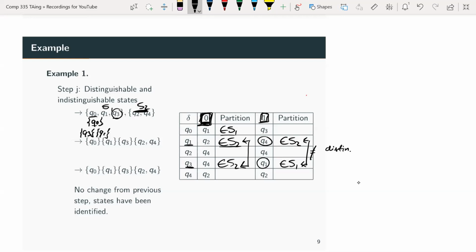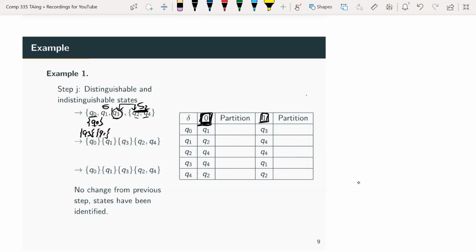Now we need to compare Q2 and Q4. Remember, we're not going to compare between partitions. We're comparing each pair. So for each partition, we're doing it for each pair in that partition, okay? So the only pair in the partition S2 is Q2 and Q4. Okay, so maybe let me clean this up a bit. Actually, let me just, because it's going to be different partitions anyway.